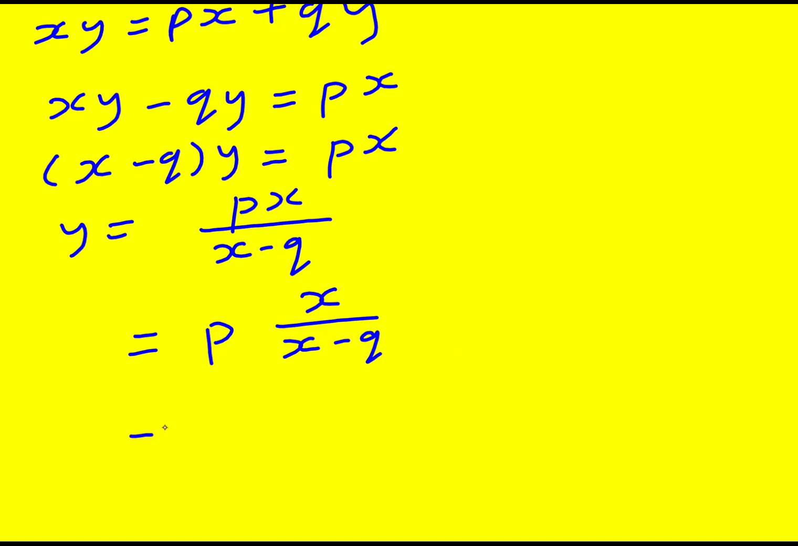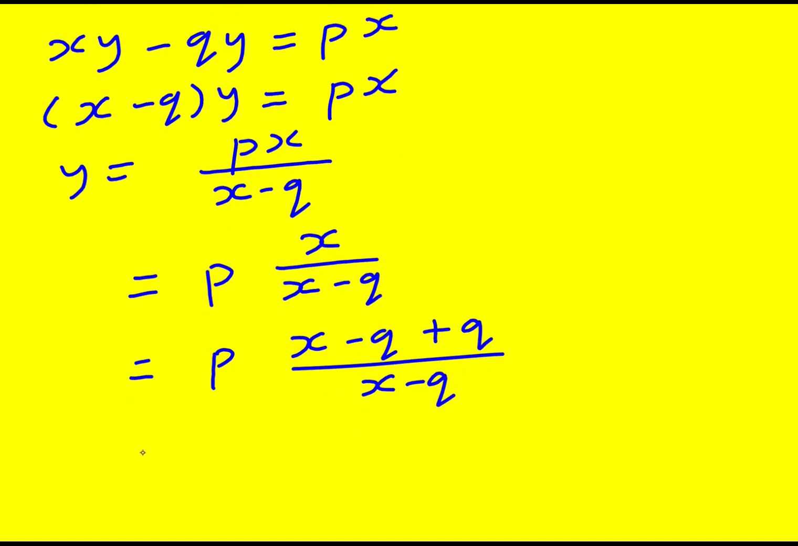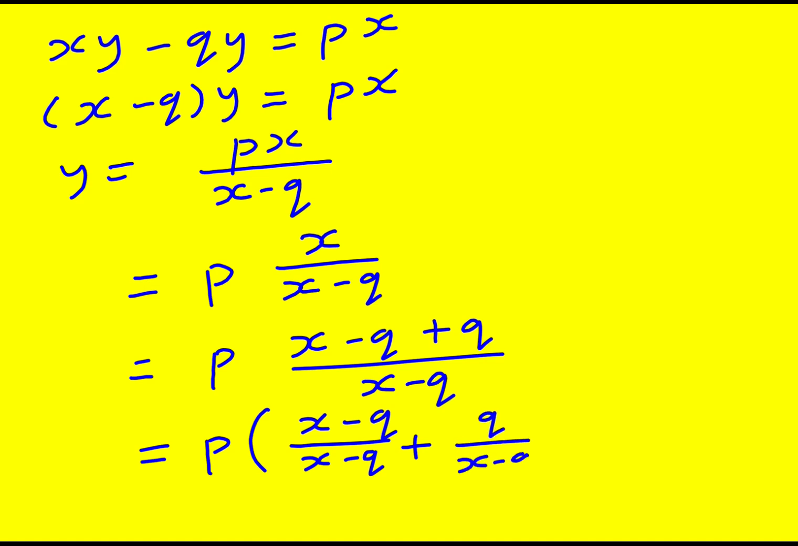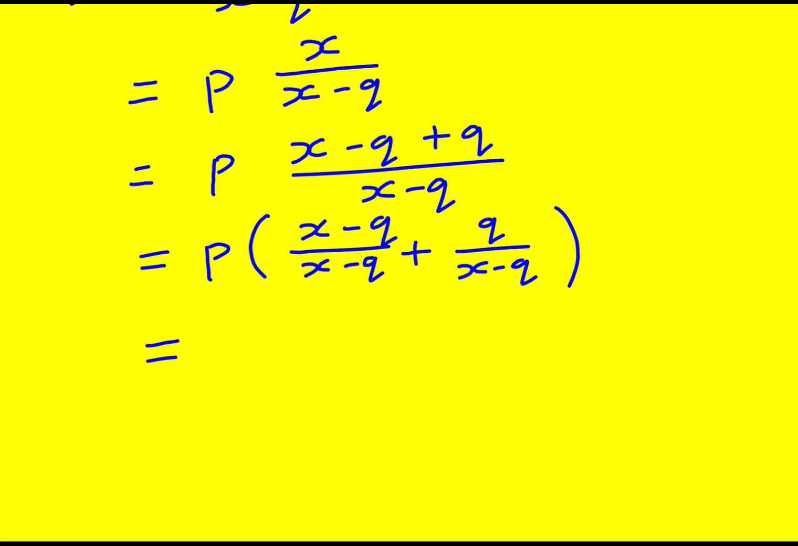But what I can do is the following. I can write this as x minus q plus q. Okay, so I've not changed it. And then I can separate it into two fractions. It's going to be p times x minus q over x minus q, plus q over x minus q. And what I've managed to do is get it so I don't have x in the top and bottom. I've simply got it in the bottom.